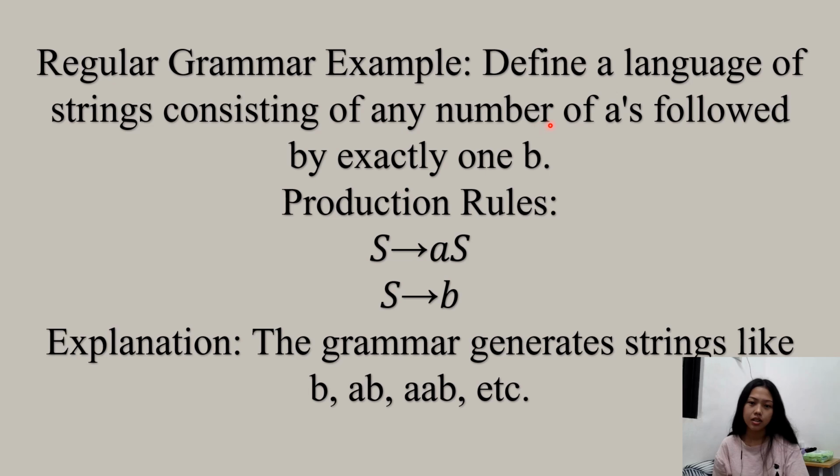This is an example of a regular grammar. S → aS and S → b. The explanation is that the grammar generates strings like b, ab, aab, and so on.